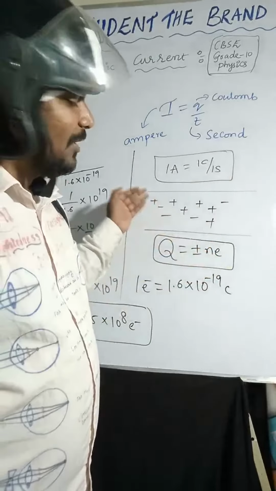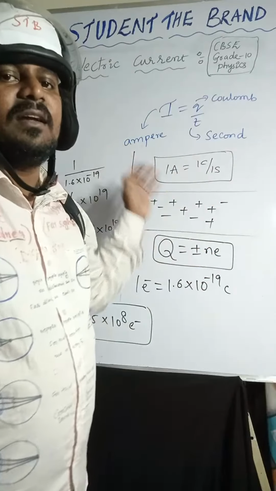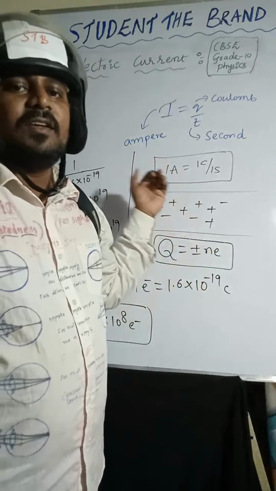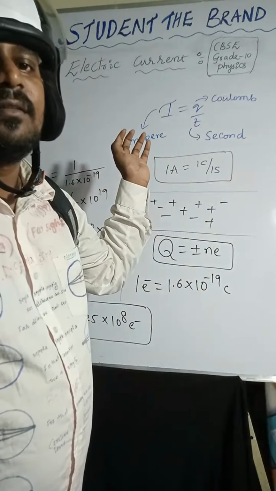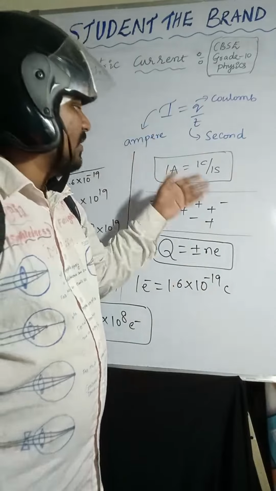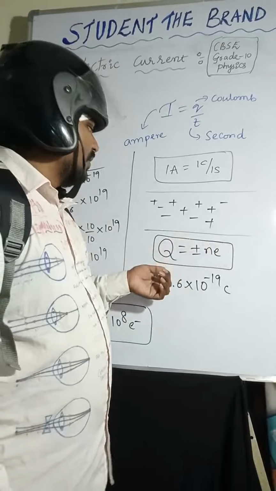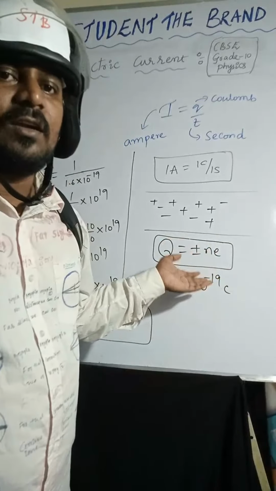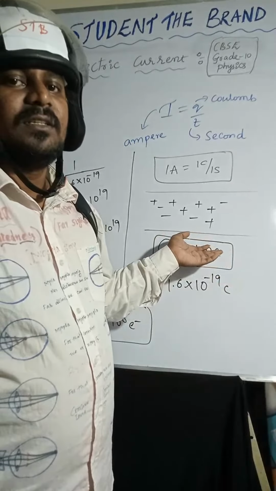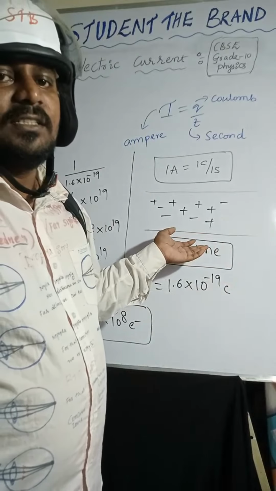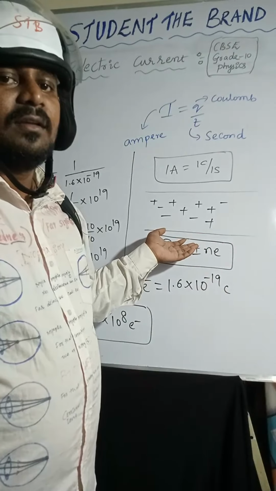So positive charges are moving inside of the conductor if you are taking plus, and negative charges are moving if you are taking minus. So positive charges are there, negative charges are there. So Q equal to plus or minus Ne. This is called quantization of charge.